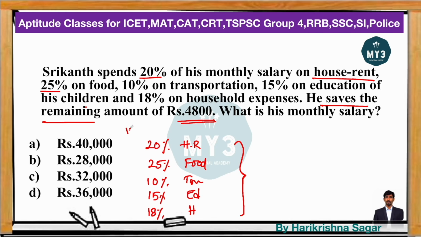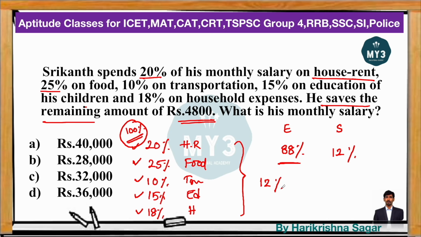First of all, out of the total salary of 100%, what is the total expenses? You try to figure out. 20 plus 25 is 45, plus 10 is 55, plus 15 is 70, plus 18 is 88. That means a total of 88% is the expenses. So what will be the savings out of 100%? If 88% is the expenses, the leftover savings will be 12%. That means this 12% savings value is given as 4,800, and they are asking us to find the monthly salary, that means the 100% value.